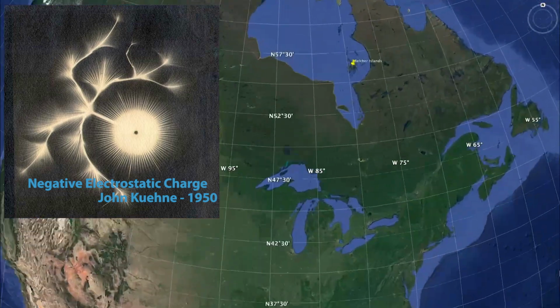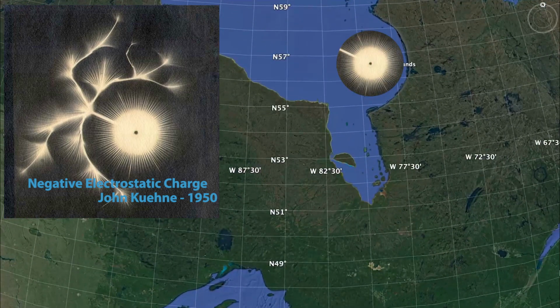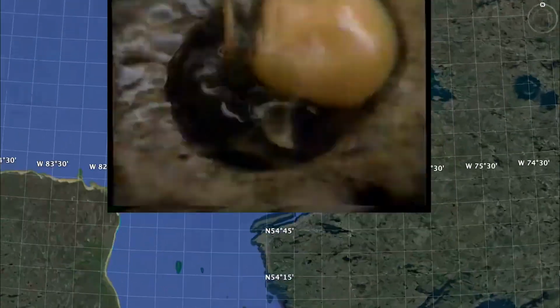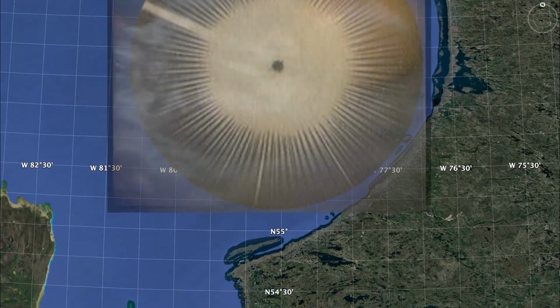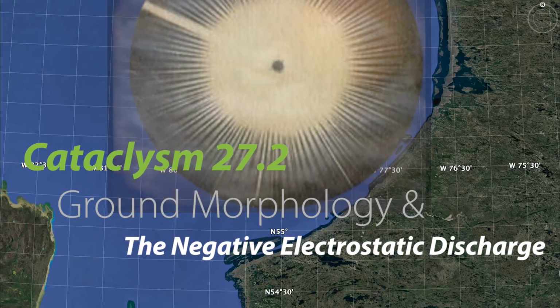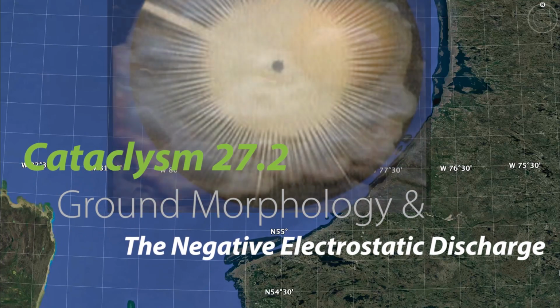This is a negative electrostatic charge. This is a negative electrostatic charge forming the Hudson Bay during the cataclysm. This is your brain frying on the beautiful drug that is Cataclysm 27.2, ground morphology and the negative electrostatic discharge.